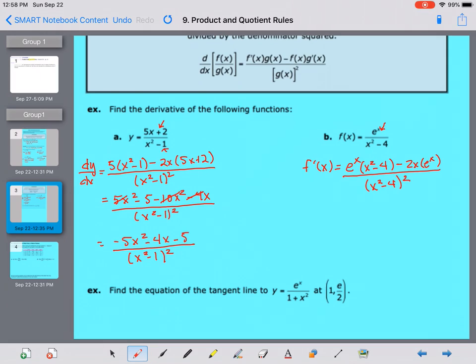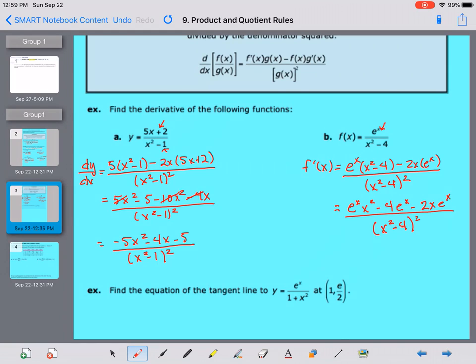Then after this, I'm just going to simplify it. So e to the x times x squared minus 4, minus 2x e to the x. And then again, I'm going to leave my denominator as is. And really, if we look at this, there's not much that we can actually simplify down. So we're just going to leave it like that. There's our answer. We're going to move on to the next derivative.